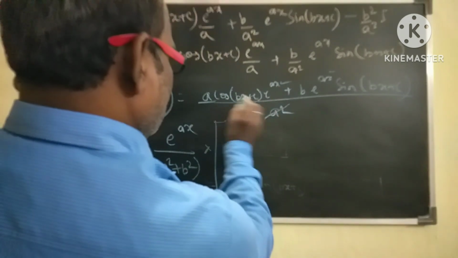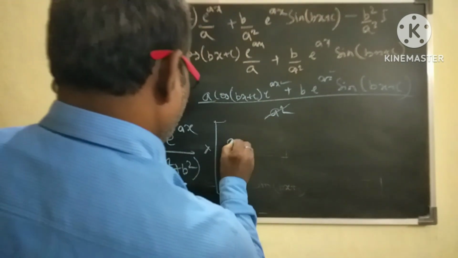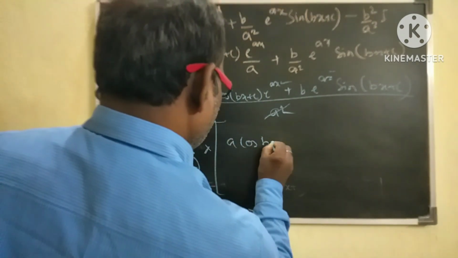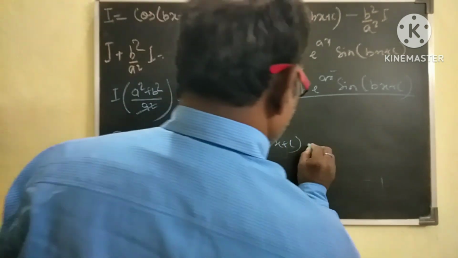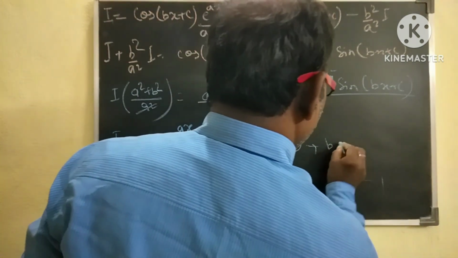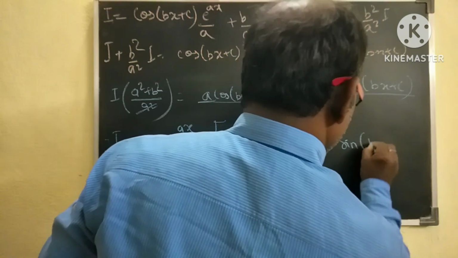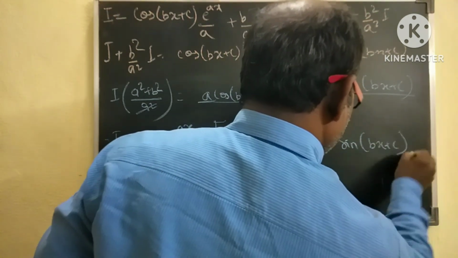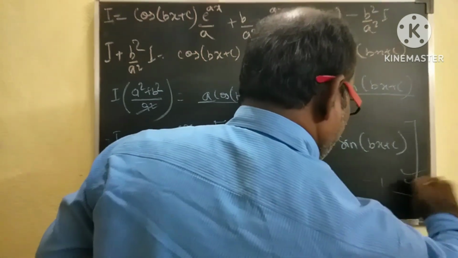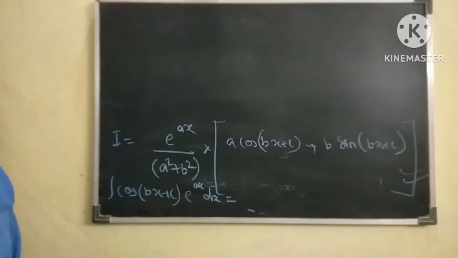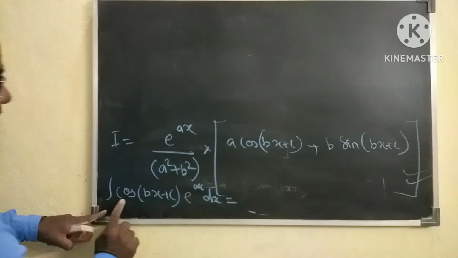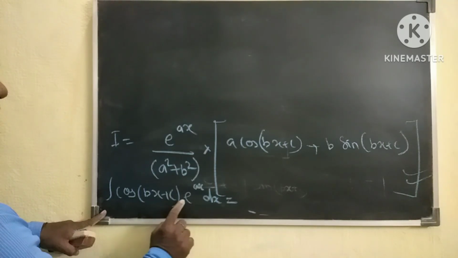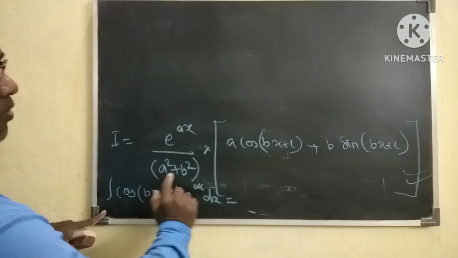Then we are writing here a cos bx plus c plus b sine bx plus c. So this is your final result. So the integration of cos bx plus c into e to the power of ax dx is equal to this.